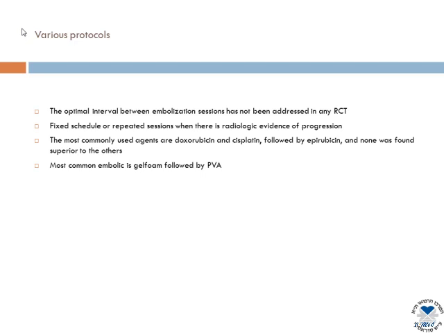Usually what most people would do is schedule the patients on fixed schedules, or alternatively follow them up with imaging and then decide based on arterial enhancement whether the patient is going to have another procedure or not. Multiple agents are used: doxorubicin and cisplatin, mitomycin, also epirubicin. Sometimes a combination of these drugs is used. And also embolic agents, mostly gelfoam, but sometimes some people will use polyvinyl alcohol, which is a permanent embolic agent.